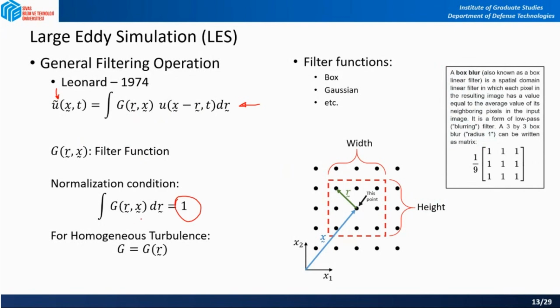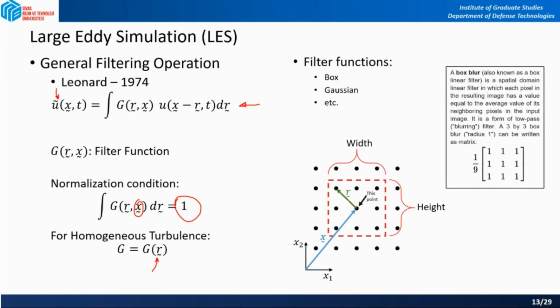So the simplest case is when we have homogeneous turbulence, like in DNS. The filter function for the homogeneous turbulence, as it is homogeneous, won't be a function of space anymore. So it is only a function of r. So what is r? You see the r is in here, so I will talk about this.